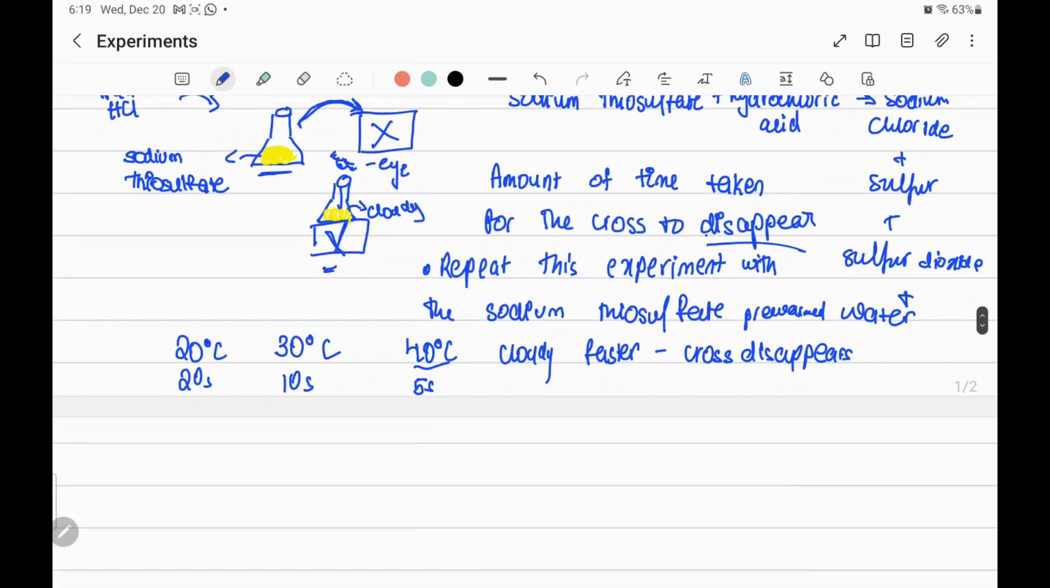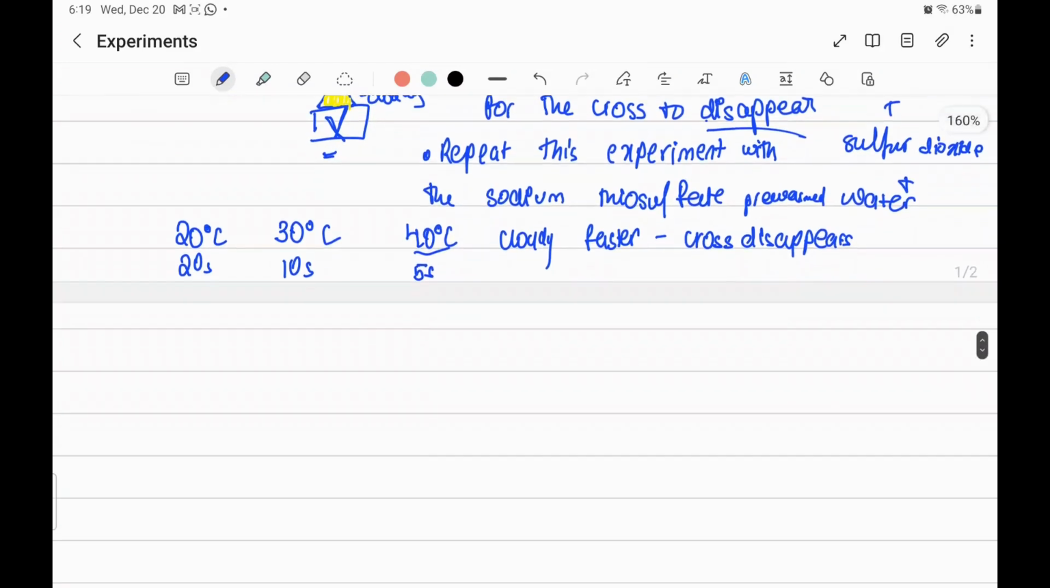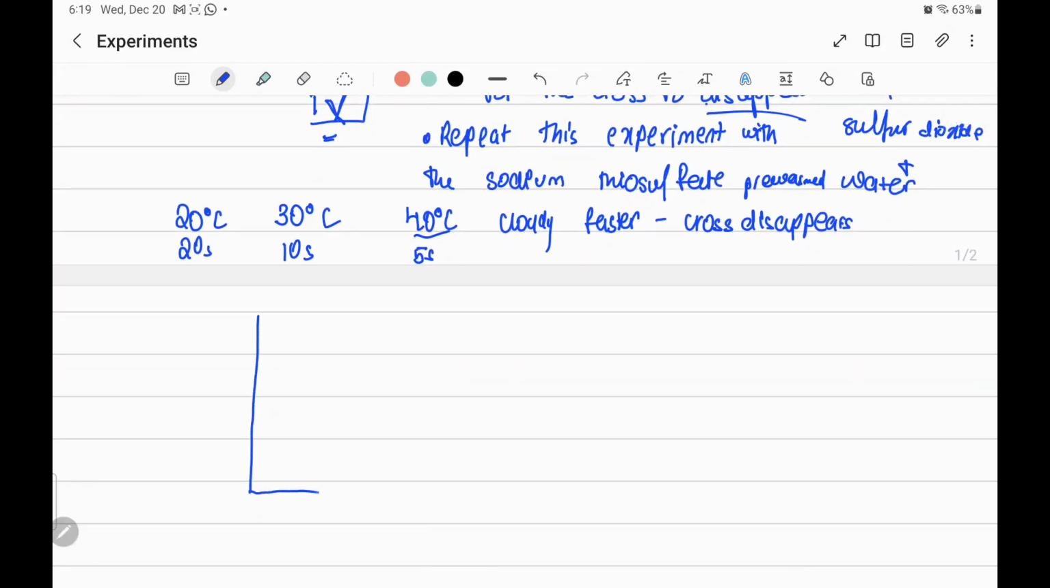And you can, once again, draw a graph. You get something like this. If you have the time here and the temperature here, so 10 degrees Celsius, 20 degrees Celsius, 30 degrees Celsius, 40 degrees Celsius, and we have 20 seconds, 10 seconds, 5 seconds. And this is going to go something like this. Not pretty, but yeah. As you increase the temperature, you need less amount of time.